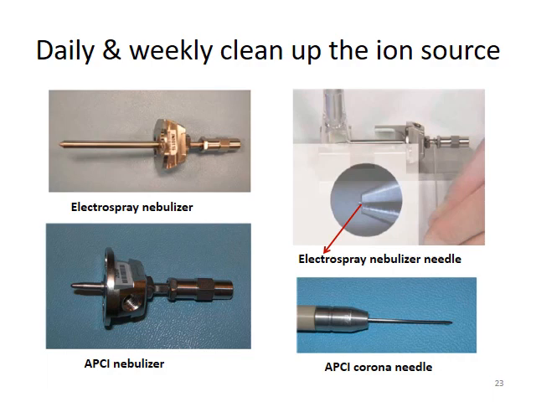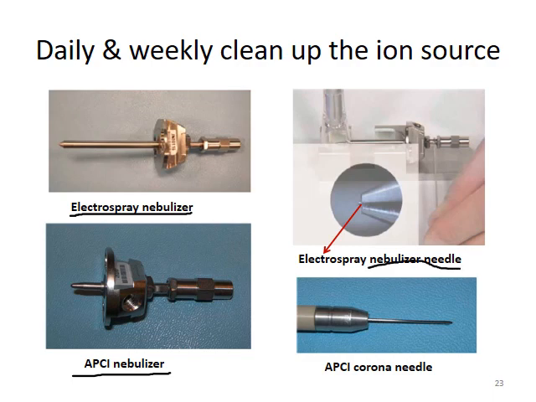These nebulizers can be easily removed from the source chamber for better cleanup. I have shown you the two different types of nebulizers. On the left top, it is the ESI nebulizer. On the left bottom, that is your APCI nebulizer. Inside the nebulizer, you will see a capillary needle.